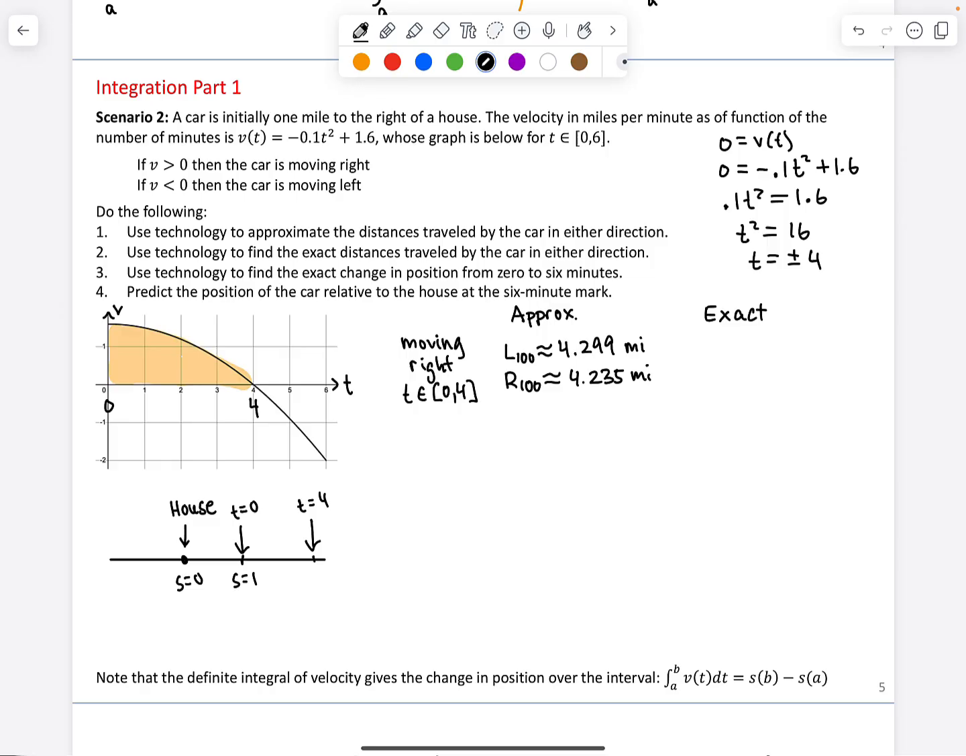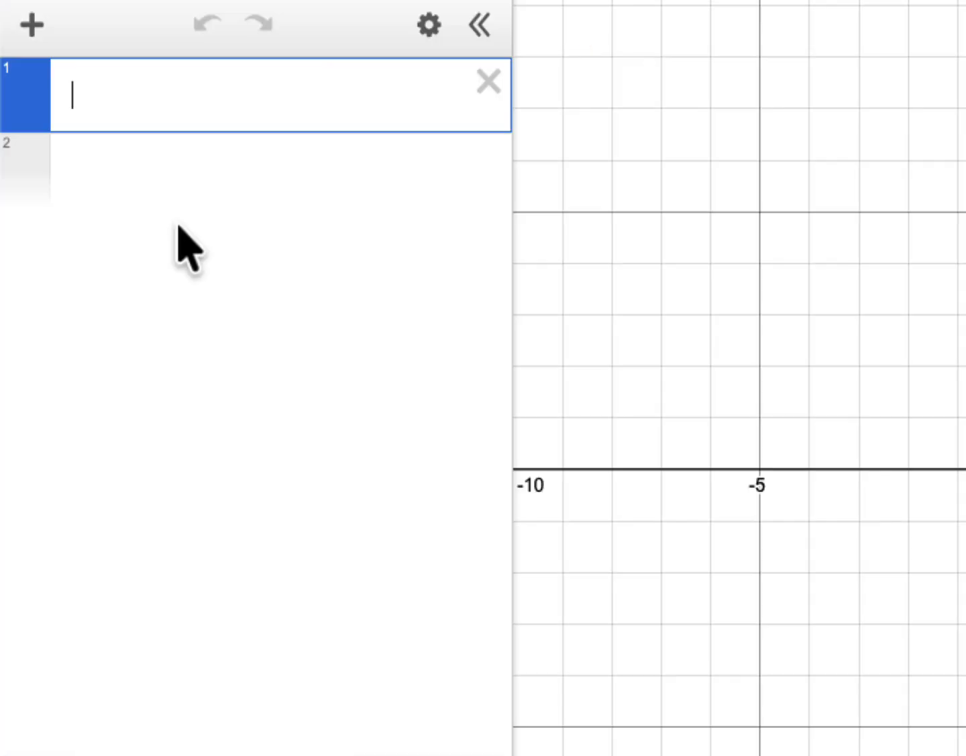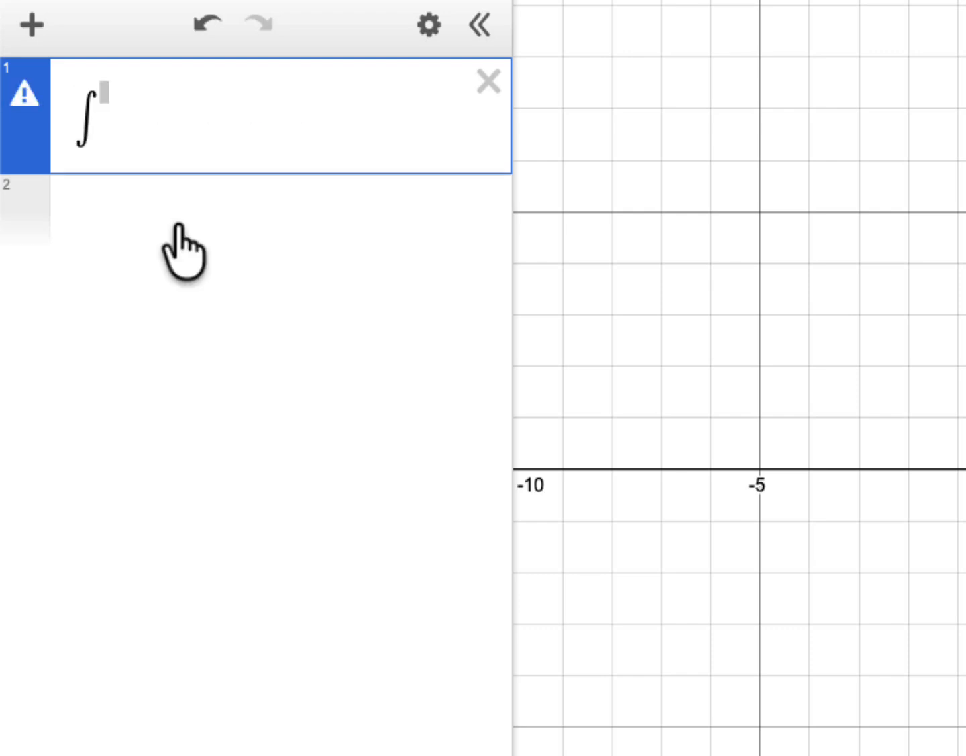Now the exact can be represented by a definite integral. From 0 to 4, we put our velocity function and then dt. And we're going to use technology to help us with this. Here's a blank sheet of Desmos. To create a definite integral, type in int. 0 is the lower limit, 4 is the upper limit. We'll put our v function in parentheses here.